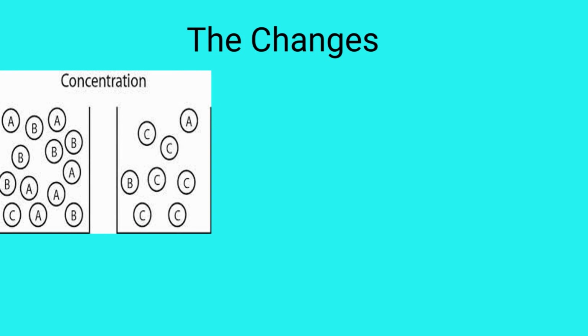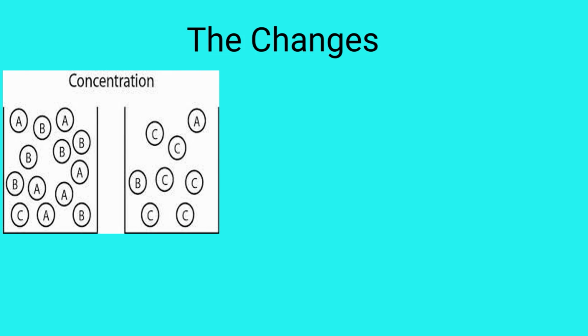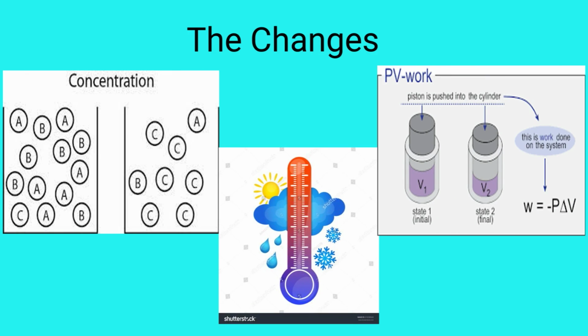The chemical changes to a system are the addition or removal of certain products or reactants. The physical changes include changes in temperature and changes in pressure due to a volume change.